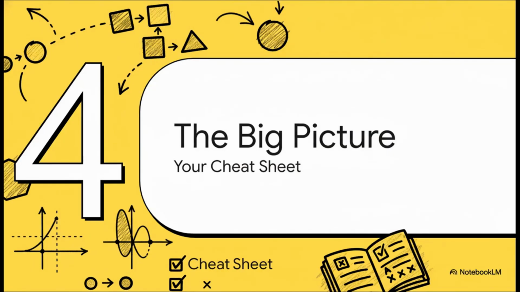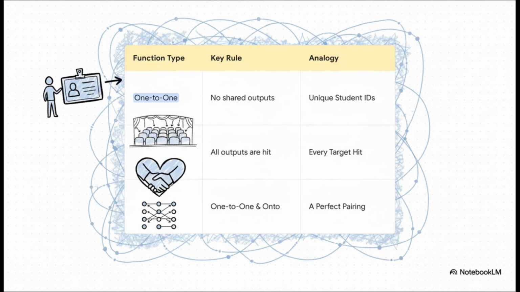Whew, I know that was a lot to take in, so let's just pull it all together with a quick little cheat sheet just to help make sure all these ideas really stick. So here it is, all in a nutshell. One-to-one means no shared outputs. Think of your unique student ID. Onto means every possible output gets used, kind of like filling every single seat in a movie theater. And then bijective, that's the best of both worlds. It's both one-to-one and onto, creating that perfect match. This is a great little summary to keep in your back pocket.